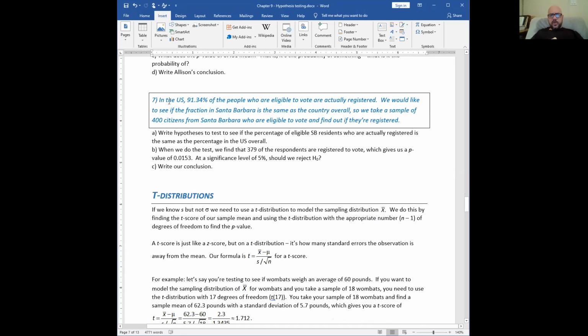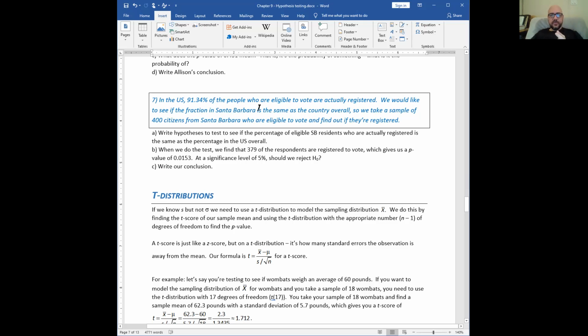Okay, so I want to do this question next. In the US, it is actually the case that 91.34% of the people who are eligible to vote are actually registered to vote, which sounds great, right? That's over 90%. That's actually not that good, right? That means that something like 8.66% of people who are eligible to vote are not registered, right? So like 1 person in 12. It's not great.